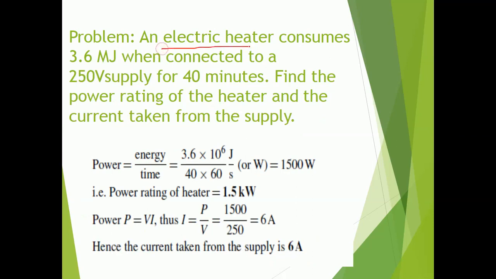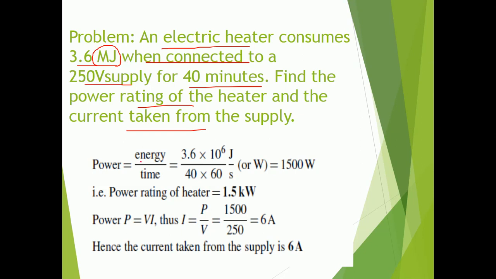An electric heater consumes 3.6 megajoule when connected to a 250 volt supply for 40 minutes. Find the power rating of the heater and the current taken from the supply. First of all, you can see the unit, megajoule. Joule is the unit of energy. Mega means 10 raised to power of 6. That means first of all the energy is given to us.